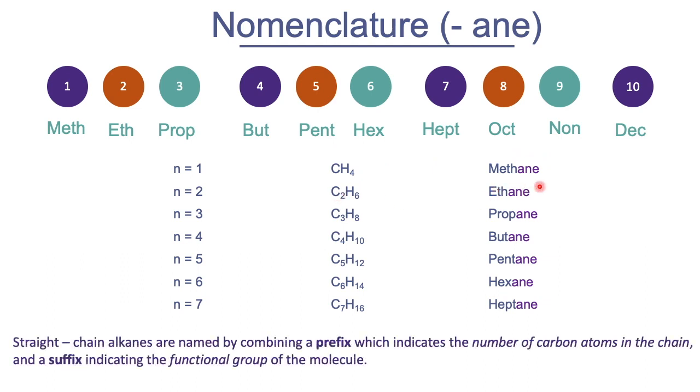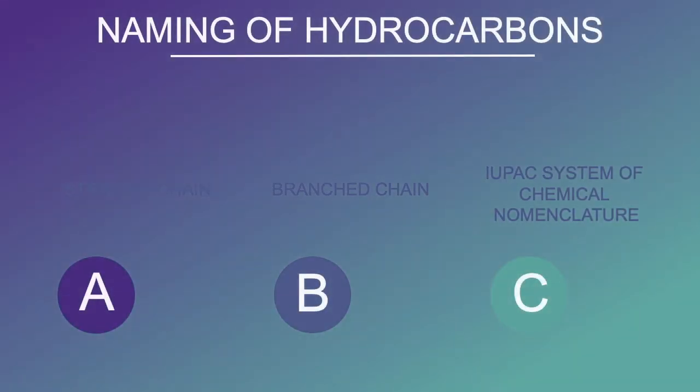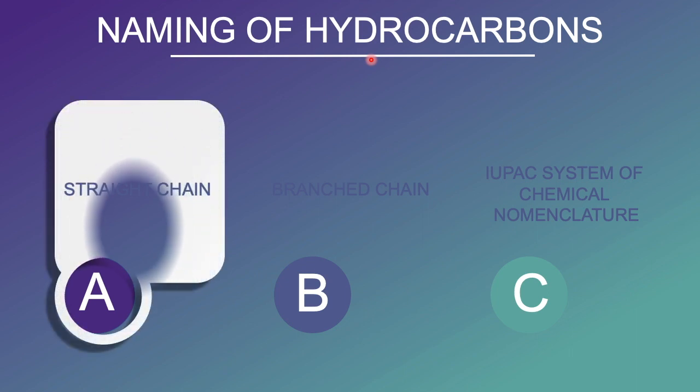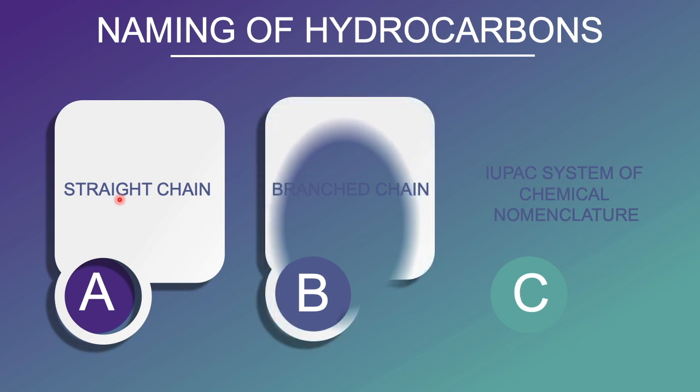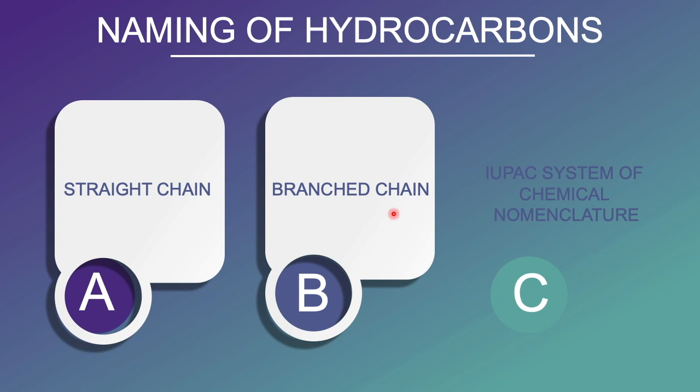So straight chain alkanes are just named by combining the prefix, which denotes the number of carbon atoms, and a suffix which denotes the kind of compound it is. For example, in alkanes, it is a single bonded compound. Now, let us go into naming these hydrocarbons. First, we have straight chains, and those names we already know. We just have to take the straight chain, count the number of carbon atoms, and then give the accorded prefix and suffix to it.